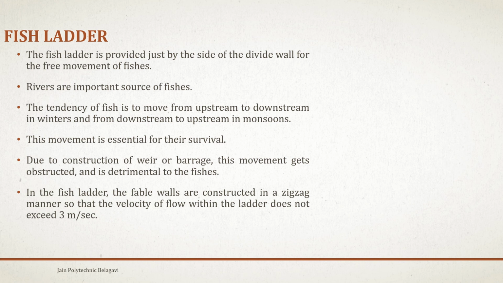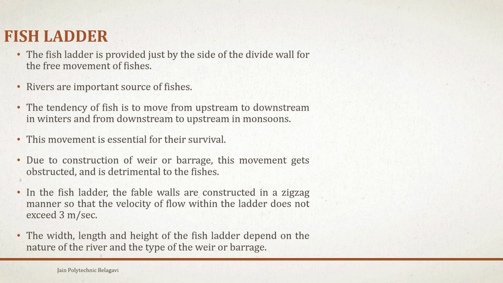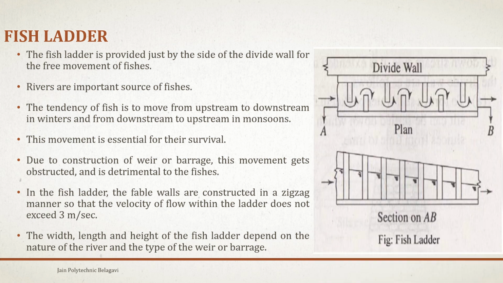In the fish ladder, the fin walls are constructed in a zigzag manner so that the velocity of flow within the ladder does not exceed 3 meters per second. The width, length and height of the fish ladder depend on the nature of the river and the type of the weir or barrage it has been constructed on. This is a typical image of a fish ladder. On the upside is the plan, and below is the section on AB.